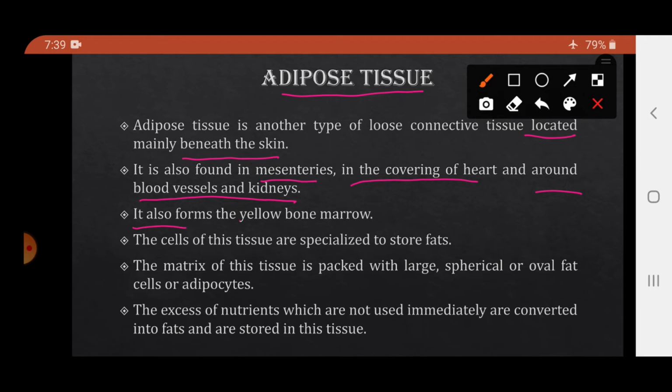It also forms the yellow bone marrow. अपनी bones में place होती है which is called as a marrow. Marrow दो टाइप के होते हैं, red marrow and yellow marrow. जो रेड मैरो होता है वो ब्लड का फॉर्मेशन करता है एंड येलो मैरो इट स्टोर्स द न्यूट्रिएंट्स. द सेल्स ऑफ दिस टिश्यू आर स्पेशलाइज्ड टू स्टोर द फैट्स. ओके, इसके जो सेल्स होते हैं, जो सेल्स एरियोलर टिश्यू में थे जैसे कि फाइब्रोब्लास्ट, मैक्रोफाजेस एंड मास्ट सेल, ये तीन सेल्स भी ये टिश्यू में रहेंगे.